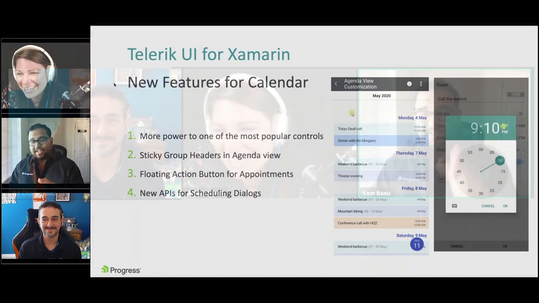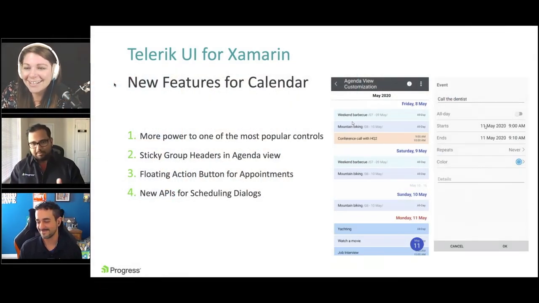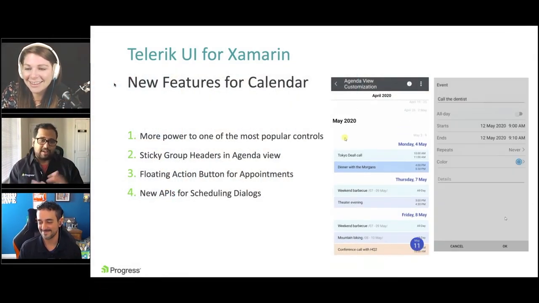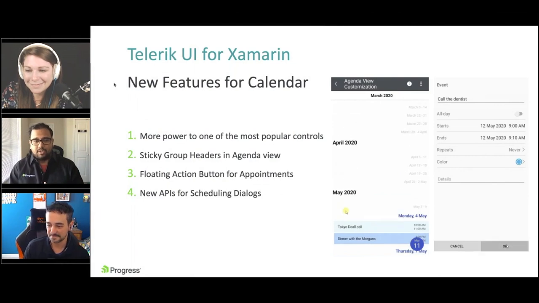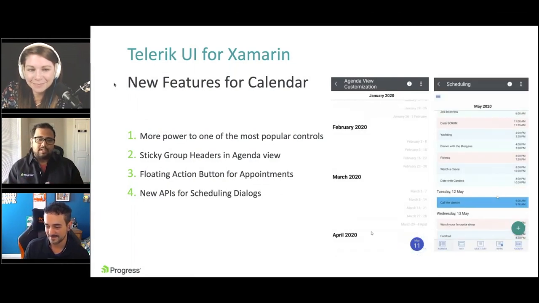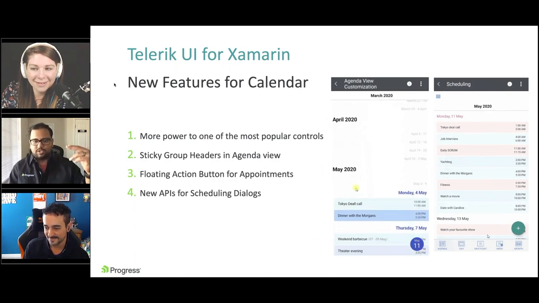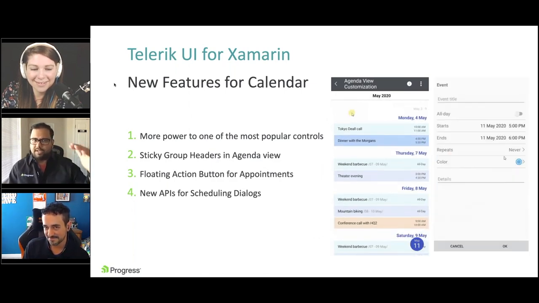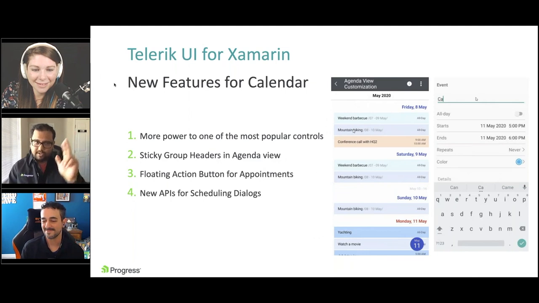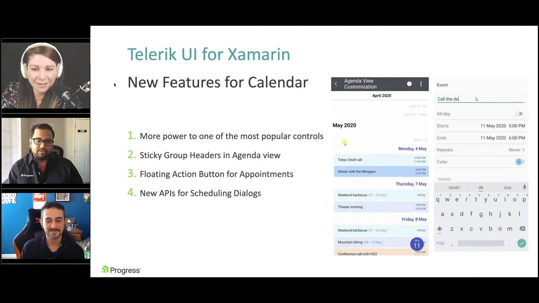So there's a calendar control. Calendars are incredibly hard to do for iOS and Android. We have had a very, very popular calendar control. We are bringing more and more love to it. You will see that we have sticky group headers. So if you're scrolling through lots and lots of appointments and you want to see which month or which day you are in, you can make it a sticky header. It's just one property that you can turn on.